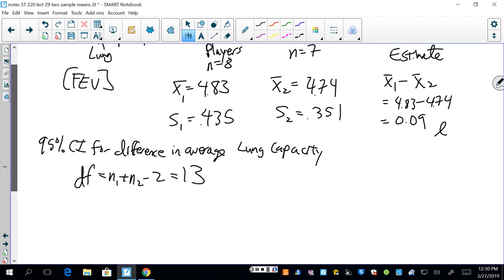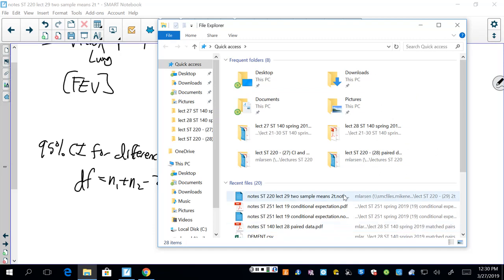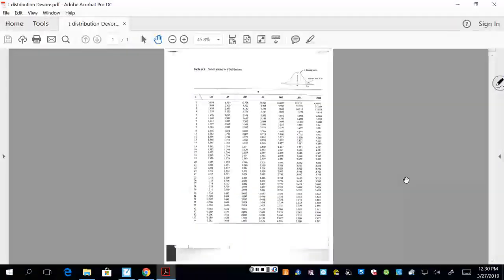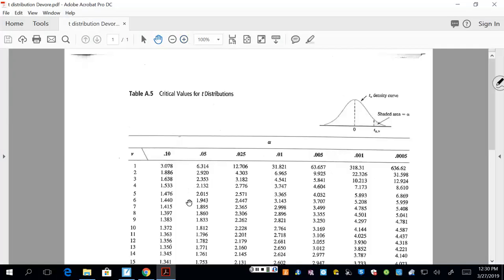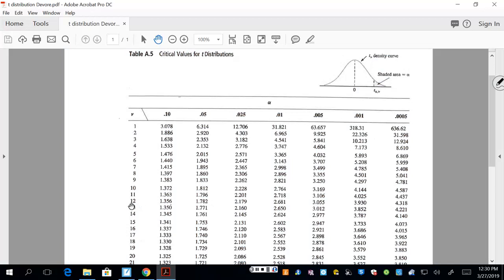So we have that t-value. I don't have exactly that t-value. Let's see if I can locate that T-table. Rosner, there's our T-table in the recent things. So with 13 degrees of freedom, and the 0.025 looks like it's 2.16. It's going to be our T value.